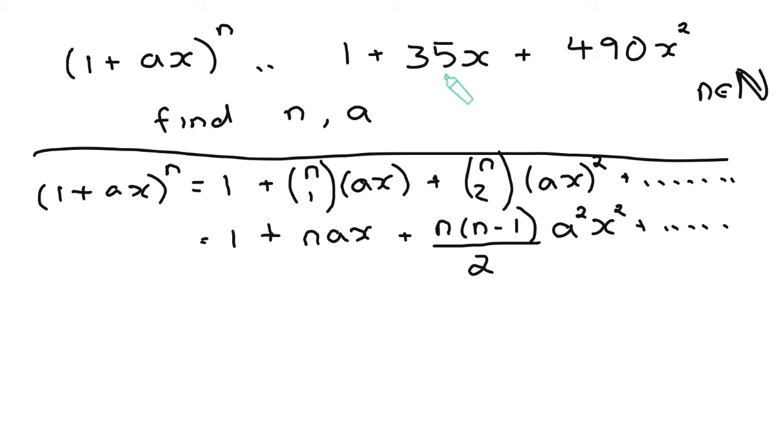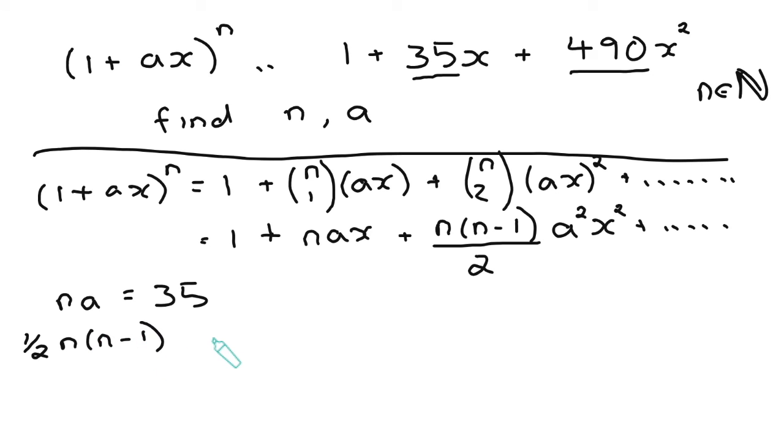So what have we been told then? Well, we've been told that we've got these two coefficients, so we can write those down. So what do we know? We know that na, this coefficient here, equals 35. And then I'm just going to write this slightly differently. I'm just going to write that as half of n times (n minus 1) a squared equals 490.